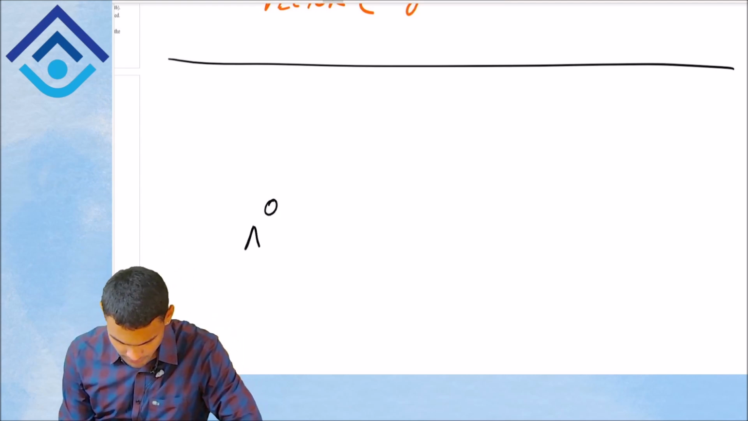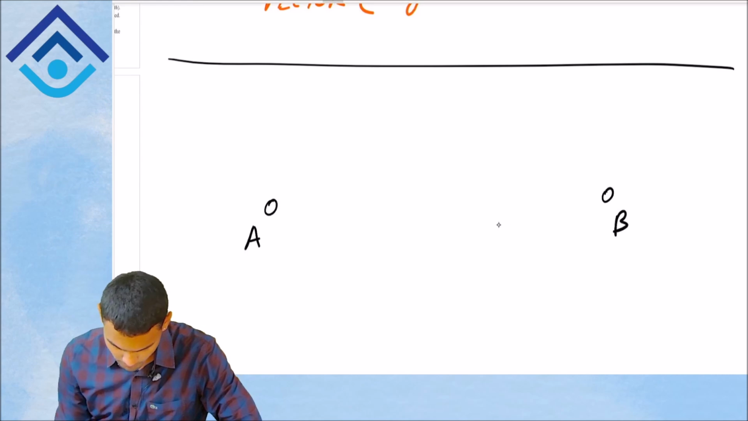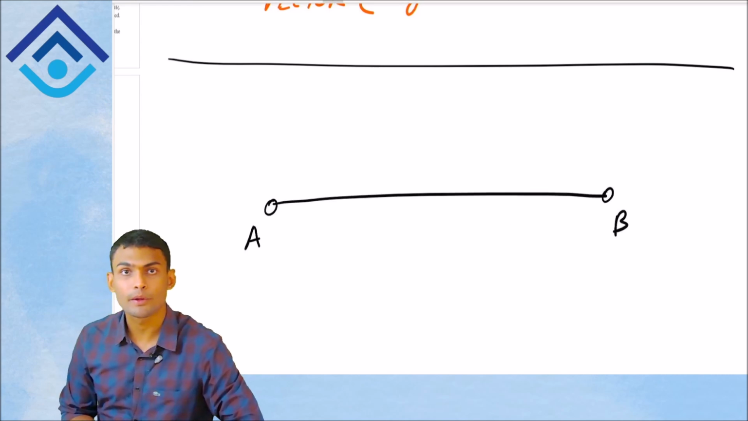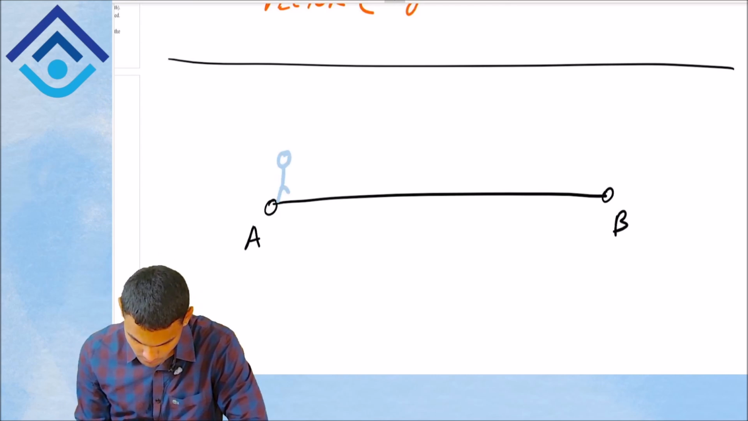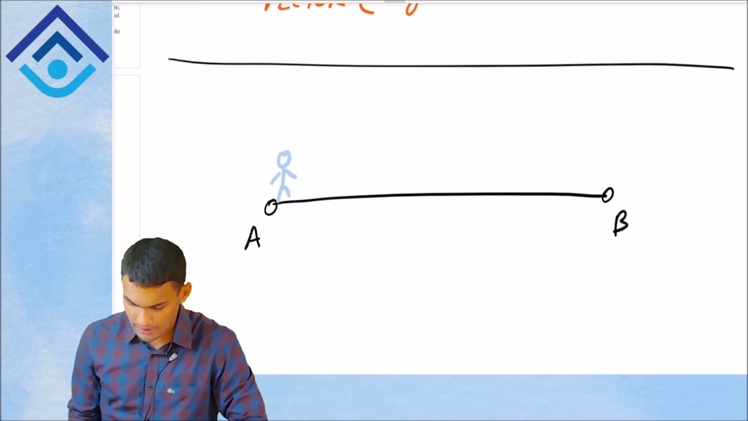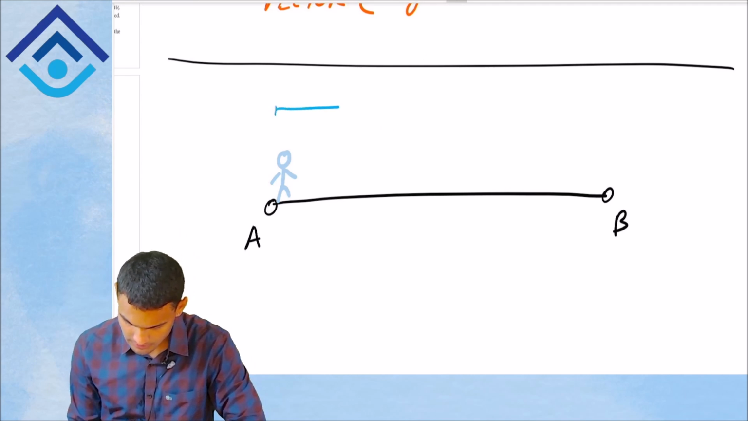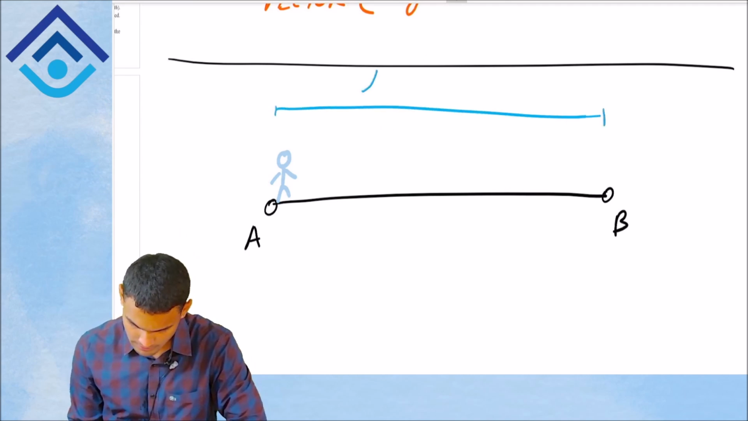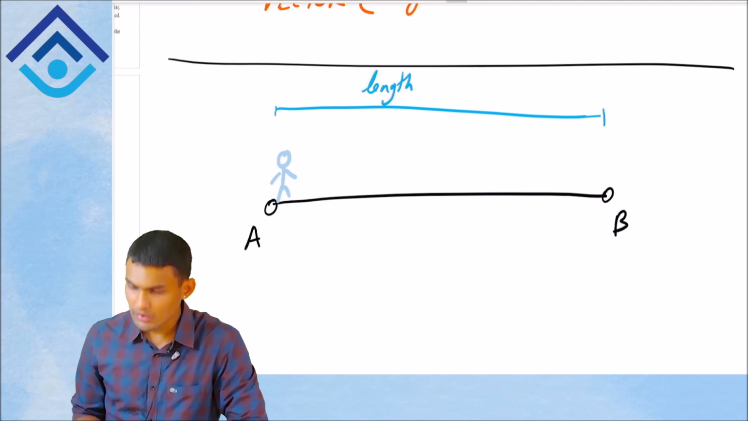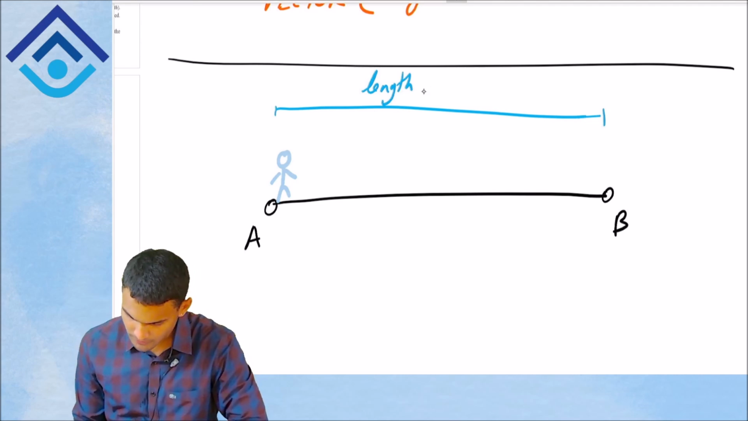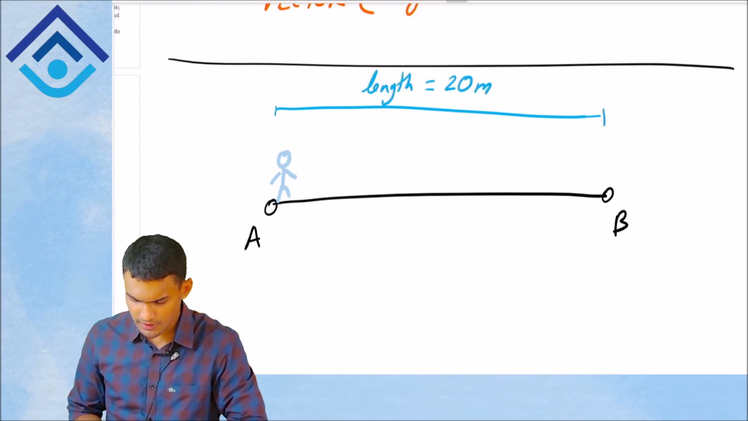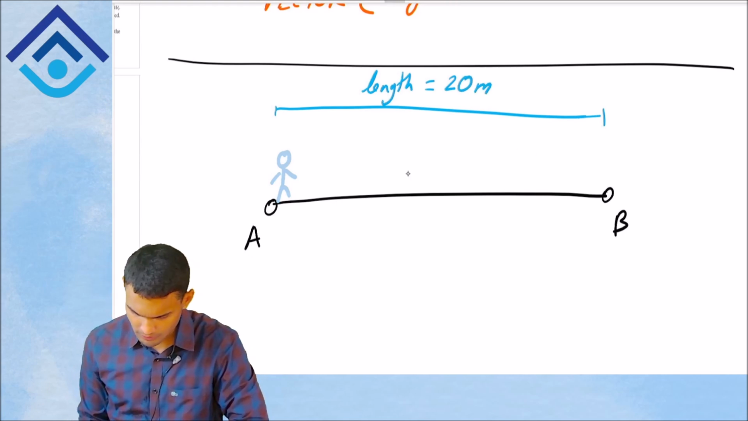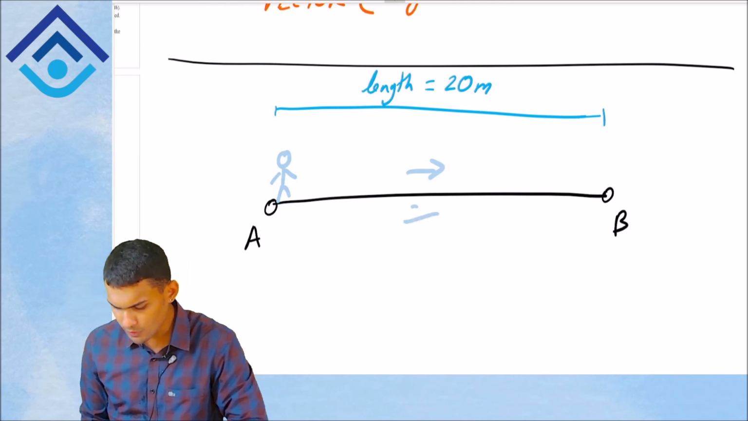Suppose there's one point A and another point B, and from A to B we have a straight line, and you're traveling on this straight line. Suppose there's a vehicle, or a person walking on this line. The length of this entire path is, say, 20 meters. The person travels from A to B and then B to A.